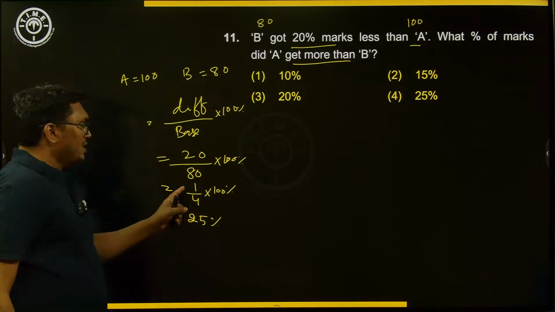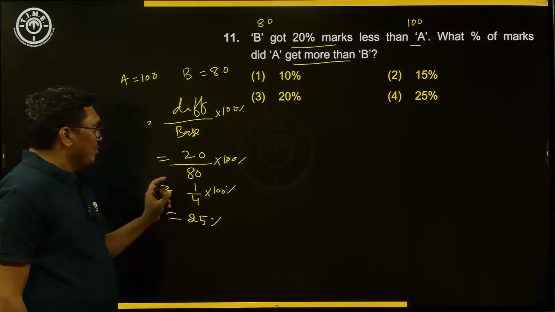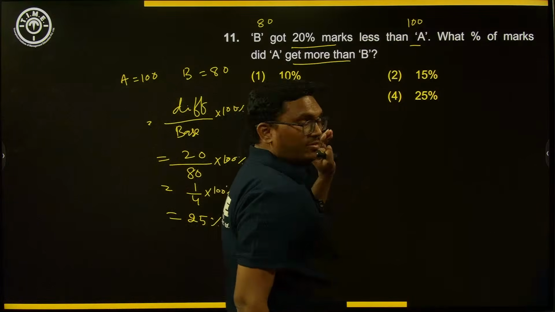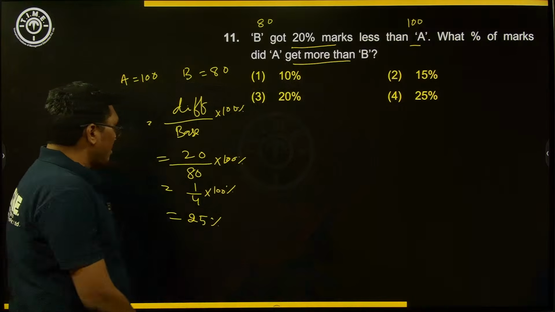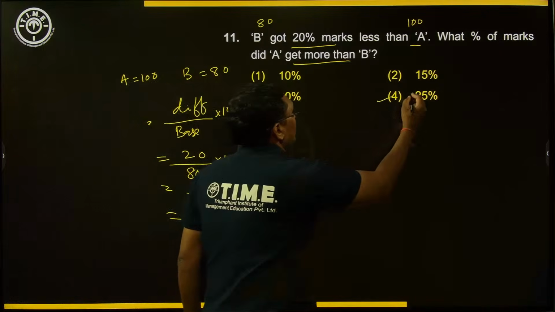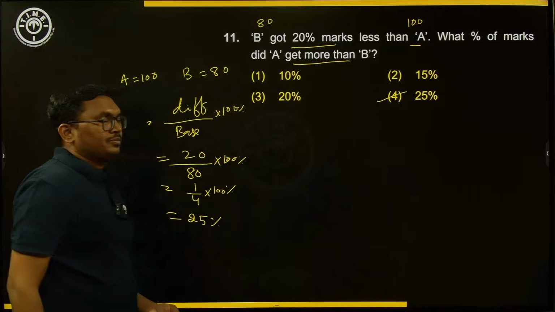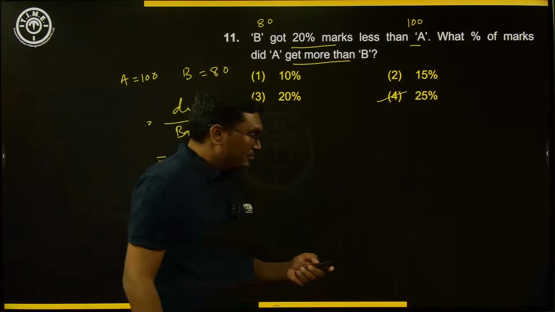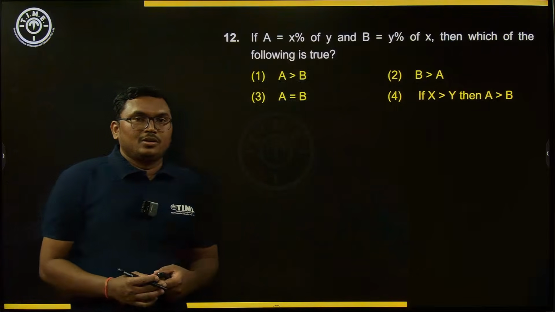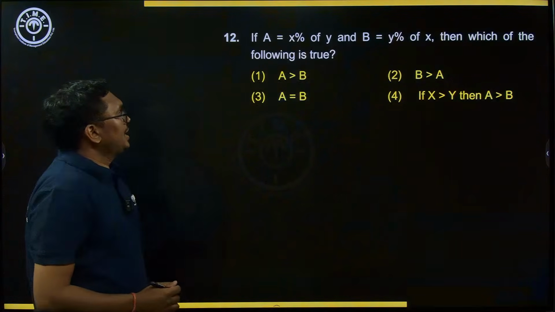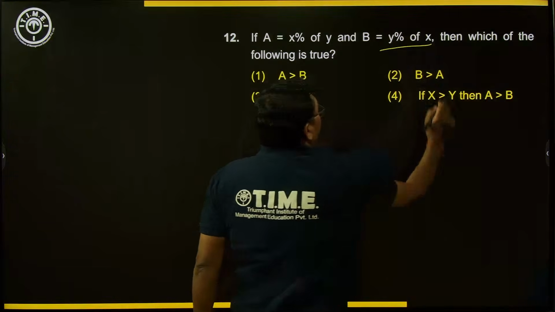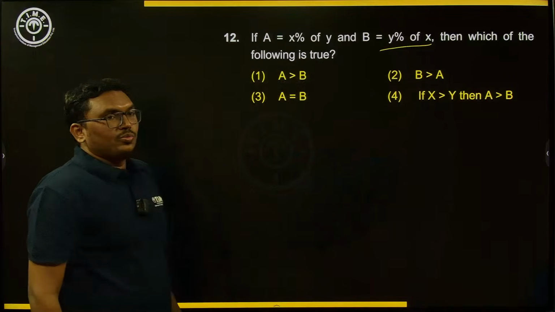అందుకే మనకి ఇవి రెసిప్రోకల్ వాల్యూస్ ఆర్ వెరీ ఇంపార్టెంట్. మీరు 1/5, 1/2, 1/3, 1 to 1/10 very very important, right? So 1/4 is 25%. So choice 4. Clear? Yeah. Next, see the question number 12. A is equal to X% of Y and B is equal to Y% of X. Then which of the following is true?